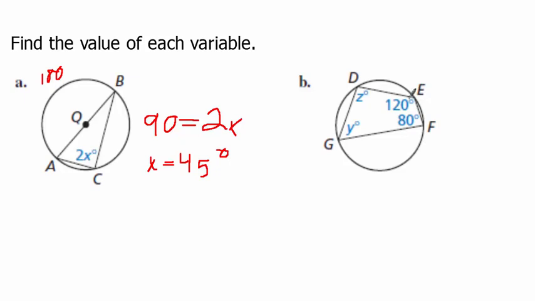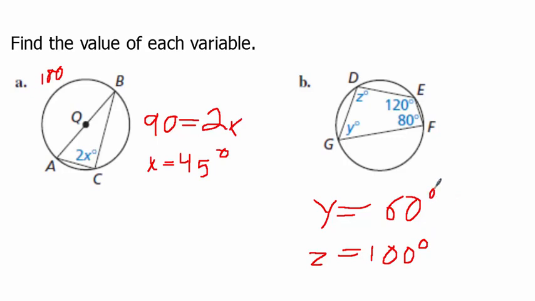This is a quadrilateral, and the two opposite angles have to be supplementary. So y is supplementary to 120, so that's going to be a 60-degree angle. And z is supplementary to the 80-degree angle, so that's 100 degrees. Not kidding, guys. We're not doing a lot of calculations on these.